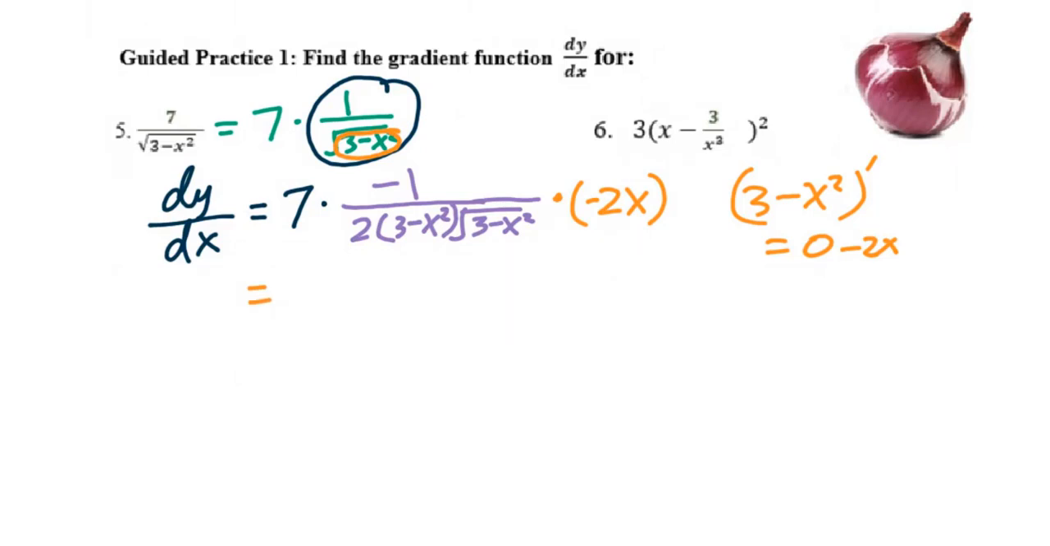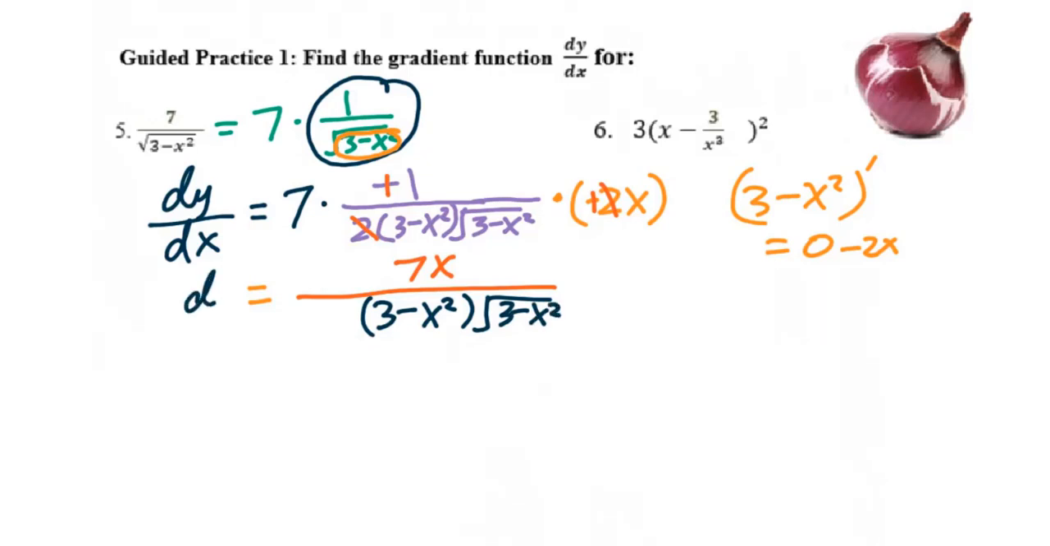Then we organize. 2 reduces. Negative will change into positive. So to the top we have 7x. In the denominator, you will get 3 minus x squared times the square root of 3 minus x squared. That's dy by dx.